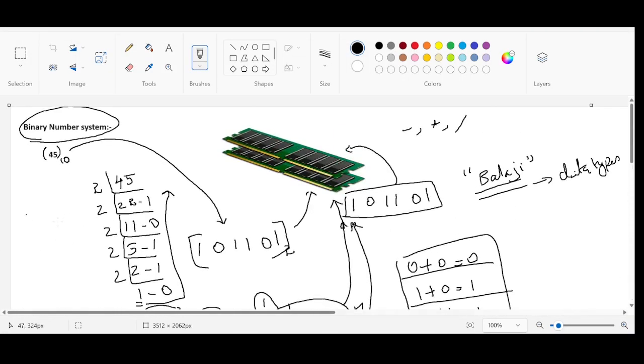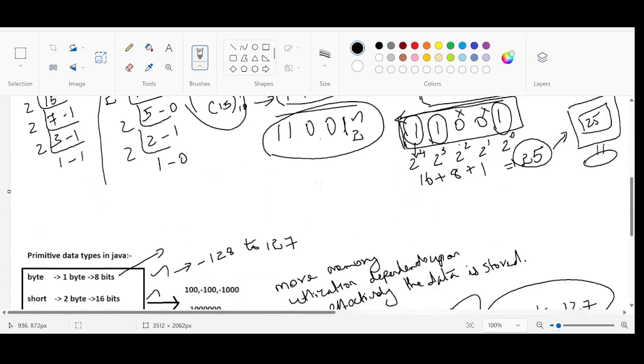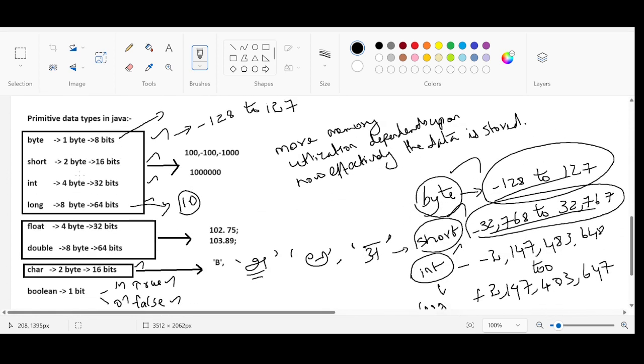So far we have understood the binary number system: decimal to binary conversion and binary to decimal conversion. Internally, RAM is going to store all data in the form of binary numbers. That is the first conclusion, right? If you want to represent data, all the data can be represented in the form of data types. This is given by Java. There are 8 data types in Java.